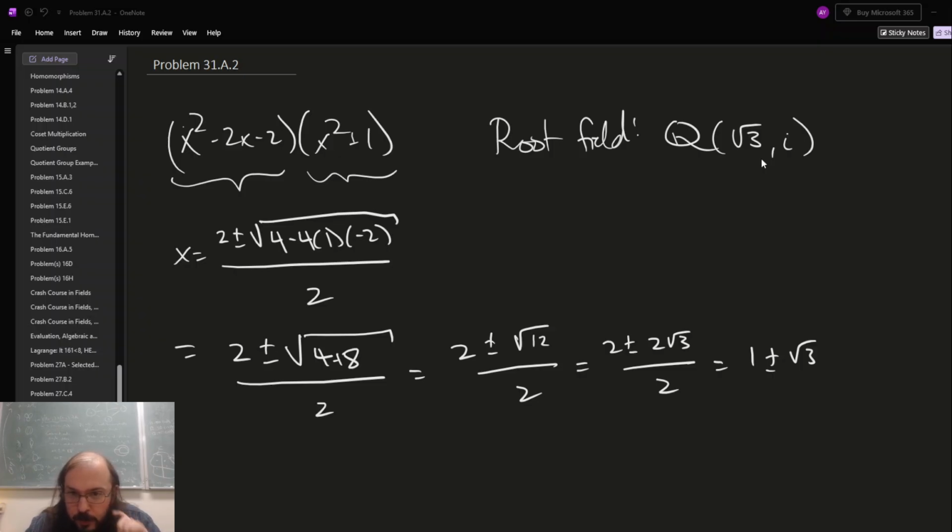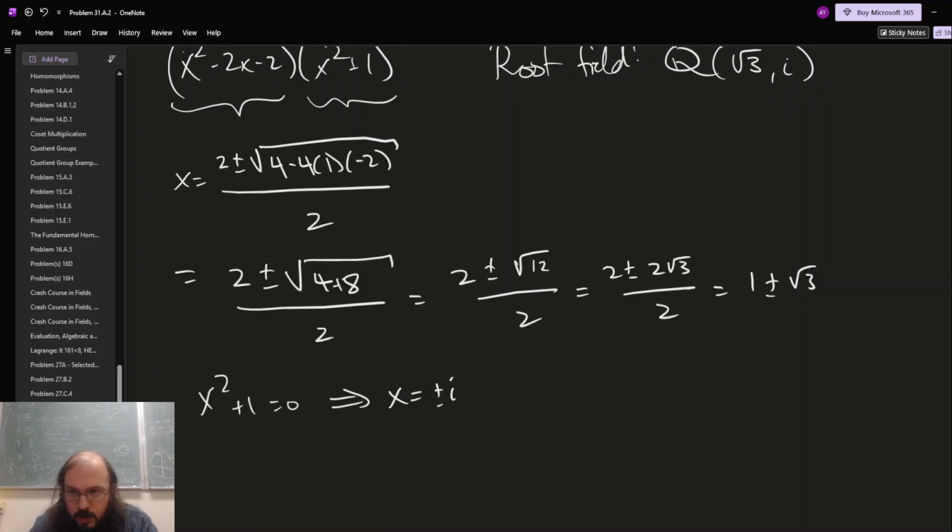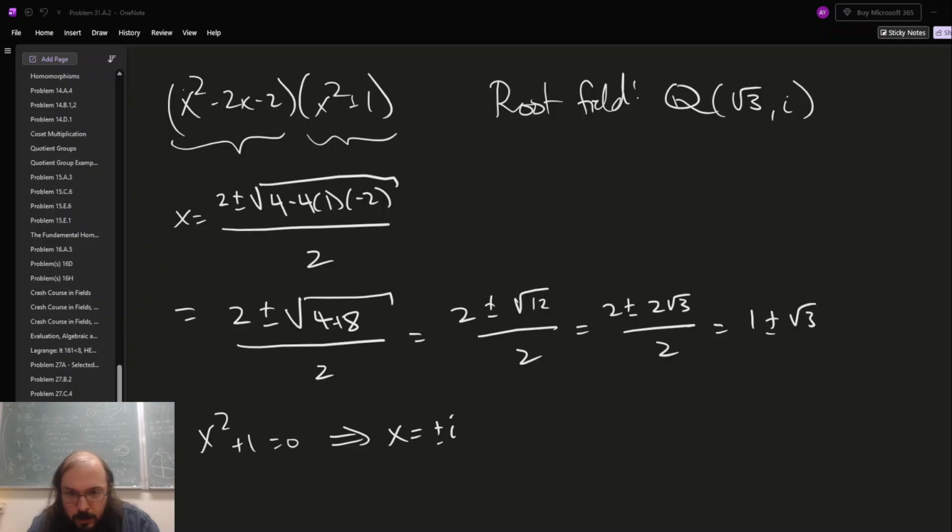Of course, for the other term, I don't think we really need to remark too much. X squared plus 1 equals 0 implies x equals plus or minus i. I think most of us are pretty familiar with complex numbers at this point. So now the last step to do in order to see that this in fact is the splitting field, a little bit of a trivial step, is to take these four roots and figure out what is the smallest field extension of Q that contains all of them.